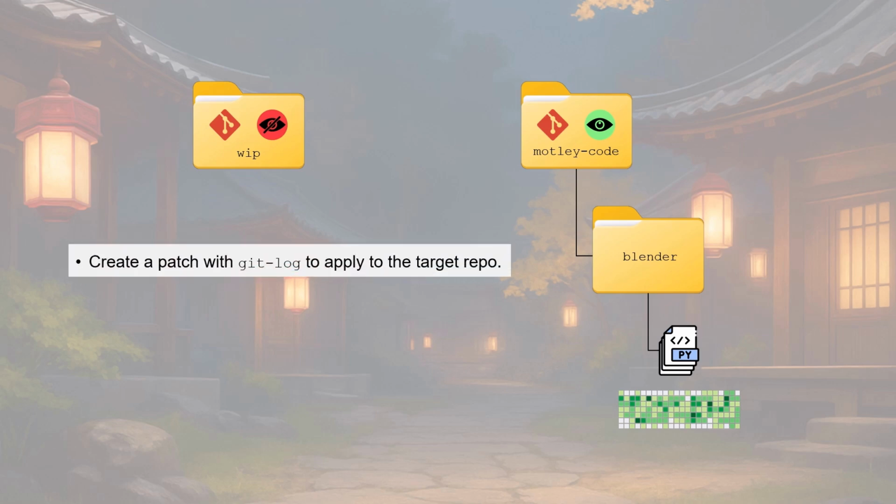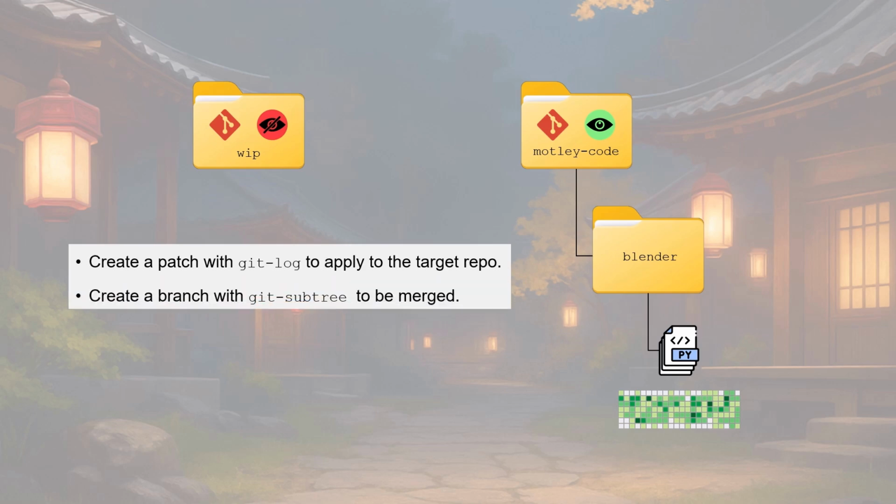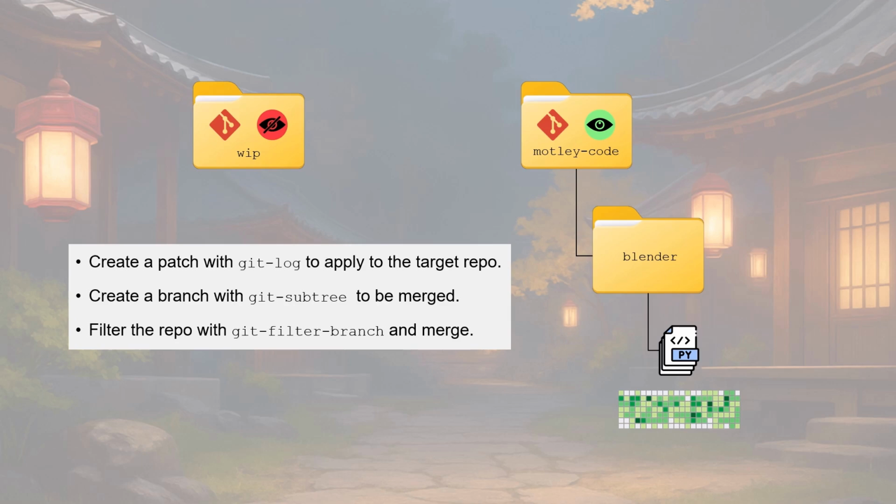Git-log can create a patch file with commit history from the source repo, and that patch file can then be applied to the target repo. Git-subtree can create a new branch of commits in the source repo, and then the branch can be merged to the target repo. Git-filter-branch can filter the source repo to include only the commits we want to copy, and then they can be merged to the target. But this feature is widely found to be slow and hard to configure, making it really dangerous to use. I've included links to solutions using these techniques in the video description.